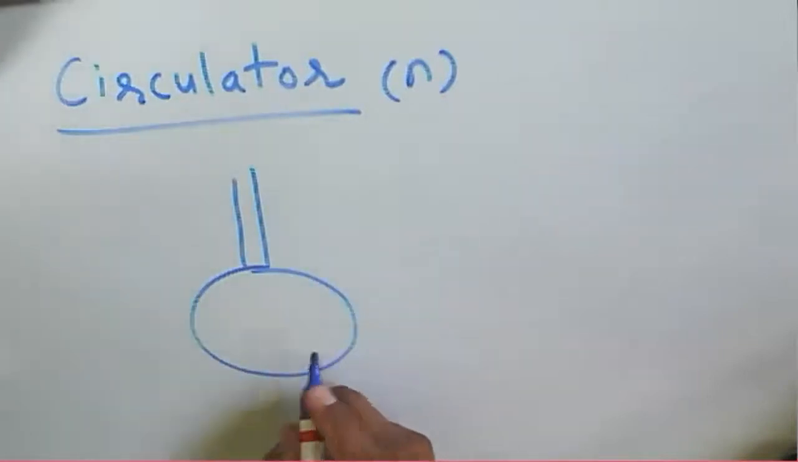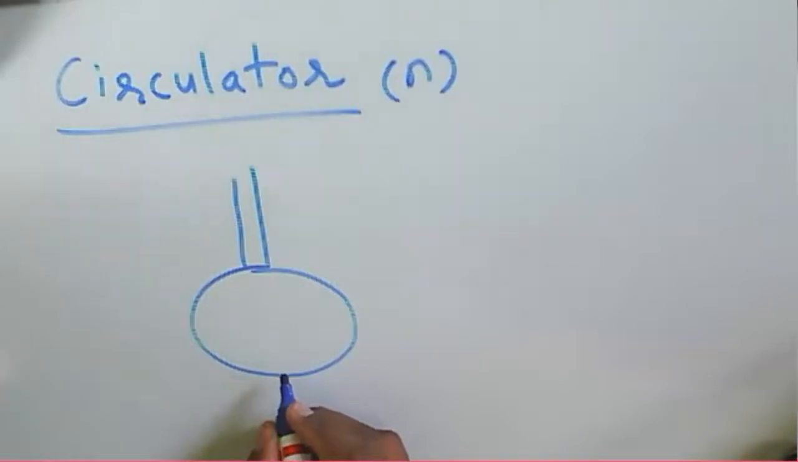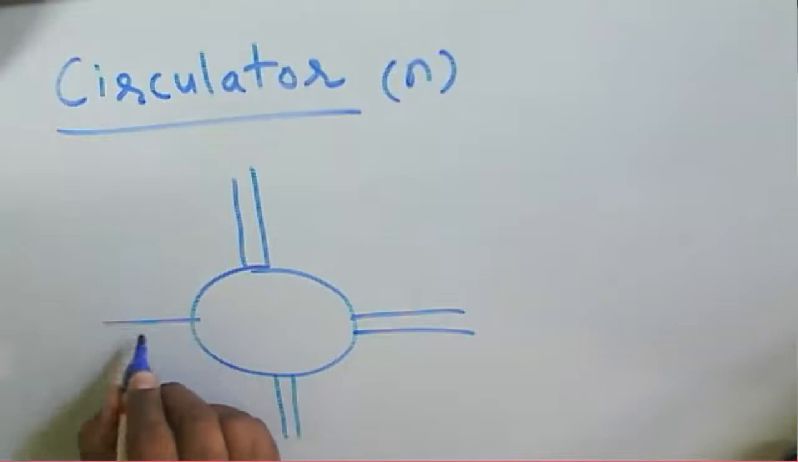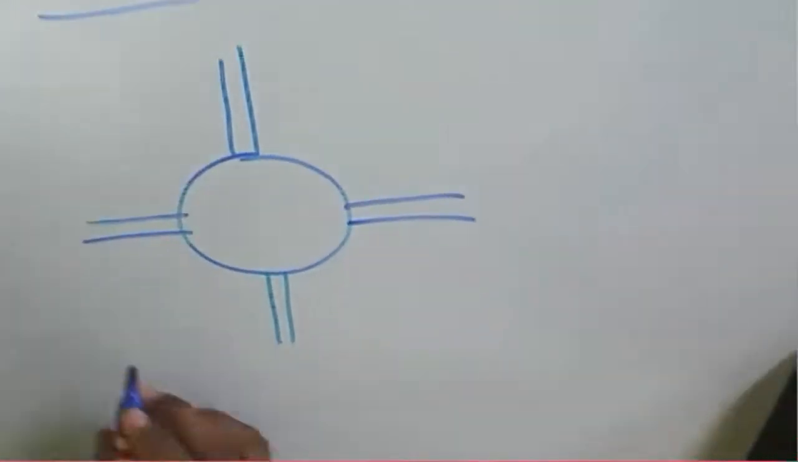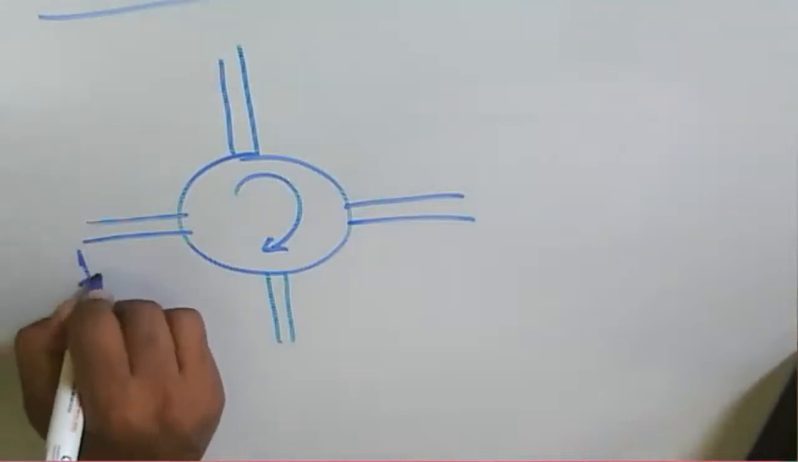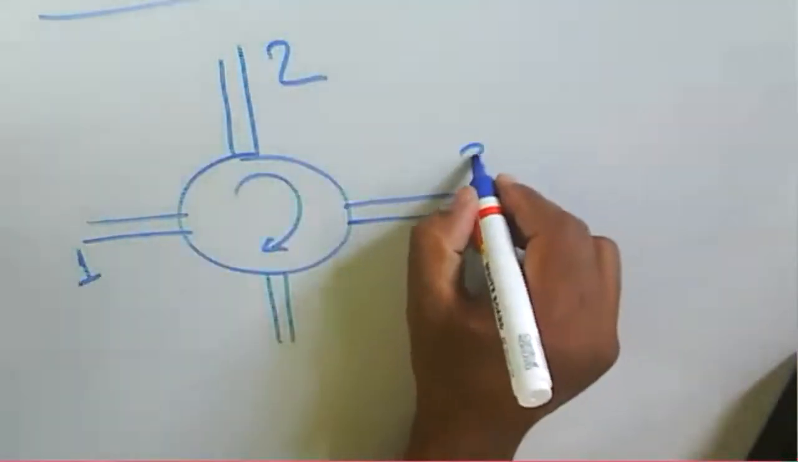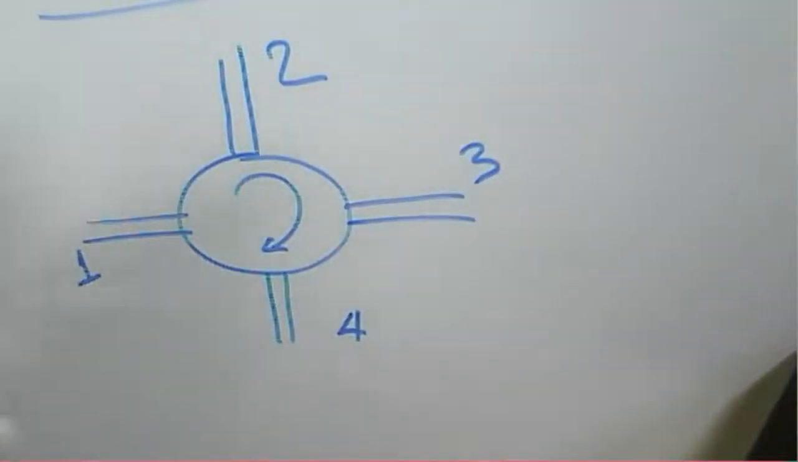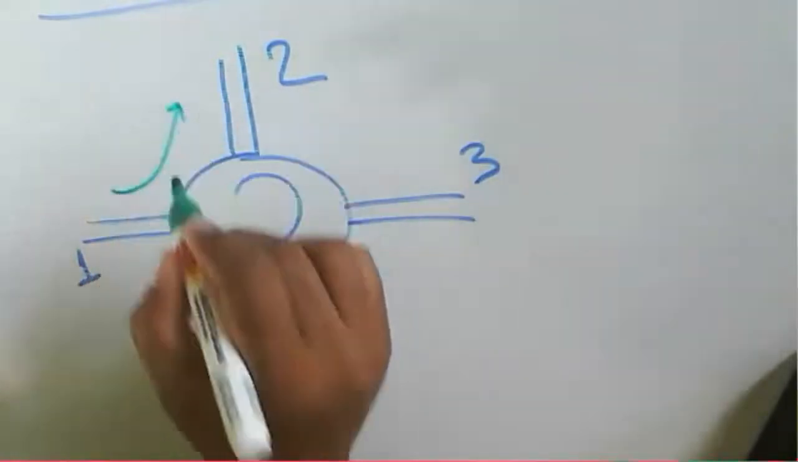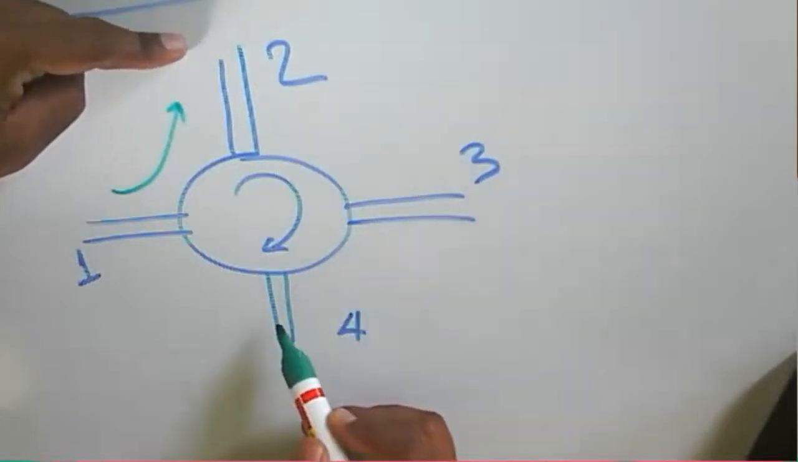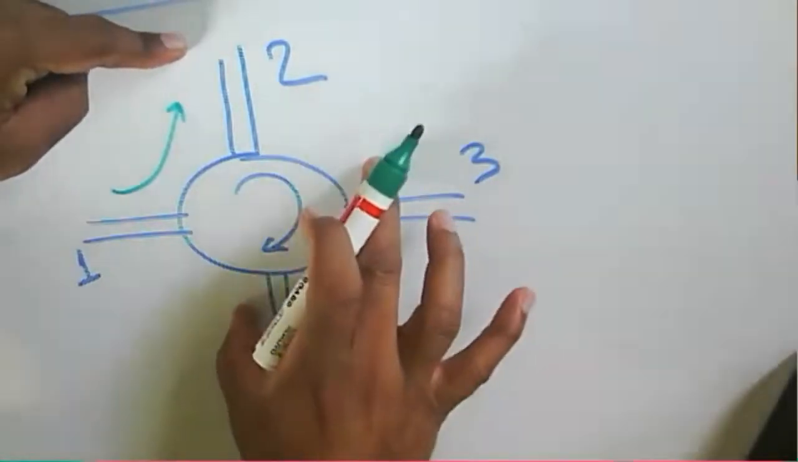We draw here port 1, port 2, port 3, and port 4. Now this one is about a direction. Now in this case, what happens? If we are providing the input to port 1, output will be available at port 2. No output will be available at port 3 and port 4. No coupling to port 3 and 4.